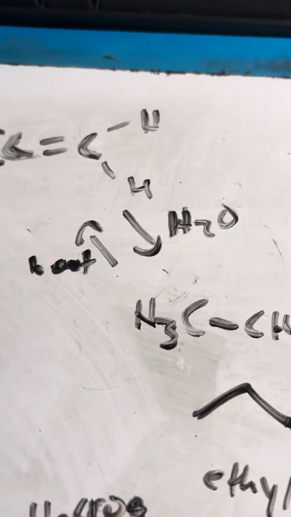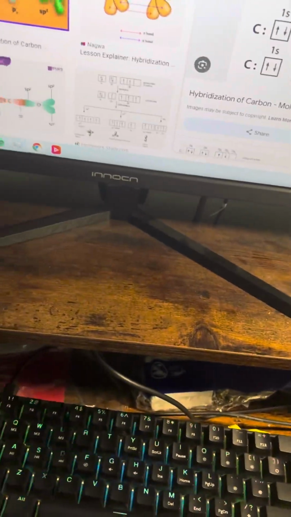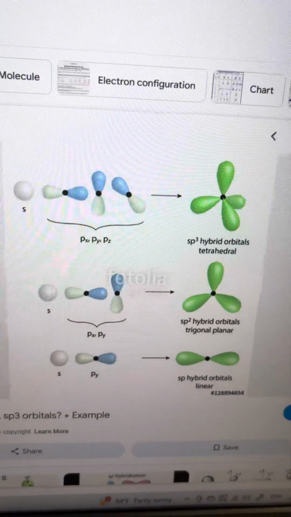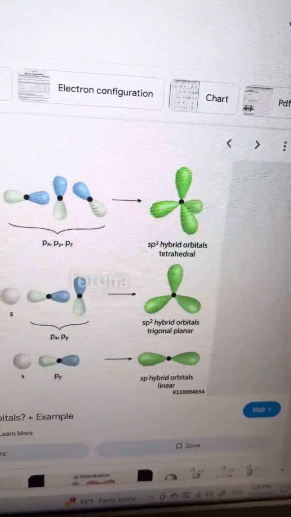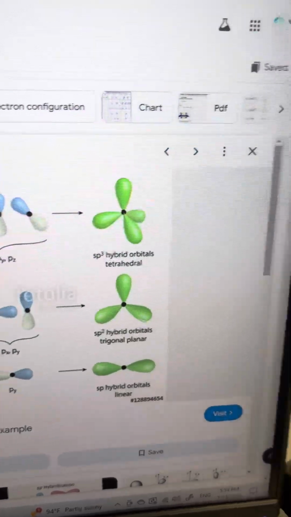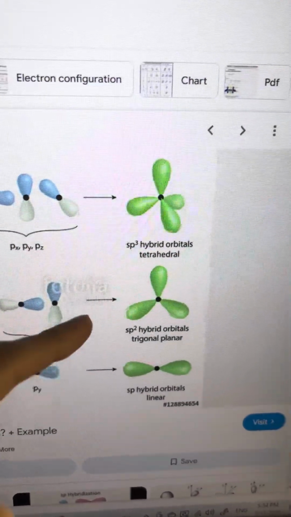Now we're going to talk about double bonds, and technically triple bonds are the same, but here we go. So last time we talked about these. You have carbon, and you can make an sp3, sp2, or sp orbital. With a single bond, you use sp3. Now if you want to make a double bond, you can do sp2.